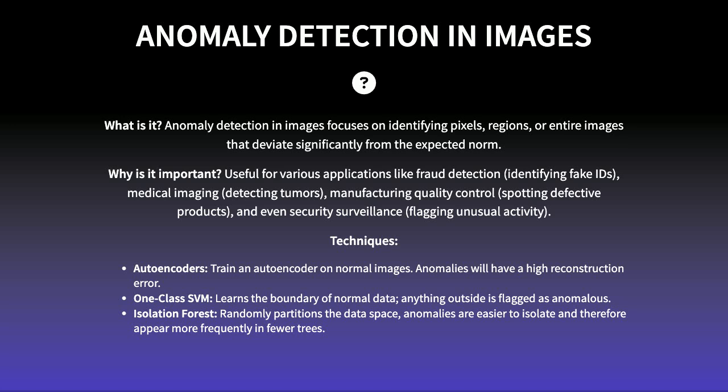We use techniques like autoencoders, which are trained on normal images, so anything that looks wildly different will have a big error when it tries to recreate itself, or one-class SVMs, which learn the boundaries of what's considered normal and flag anything outside those bounds. And then there's isolation forest, which is a clever way to spot anomalies by randomly breaking down the data.